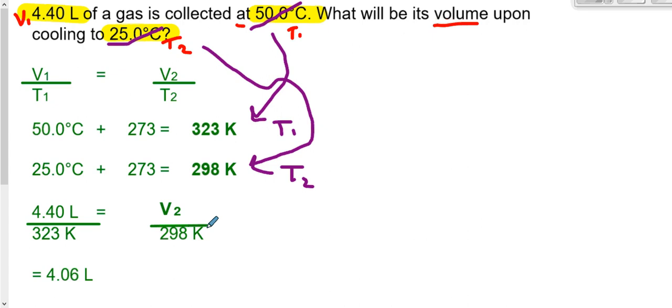Now remember, this is a direct relationship. What happens to one variable should happen to the other. I can see my temperature's gone down a little bit. I'm going to expect my volume to go down a little bit. So how do I solve these kinds of problems? How do I solve this type of equivalency mathematically?